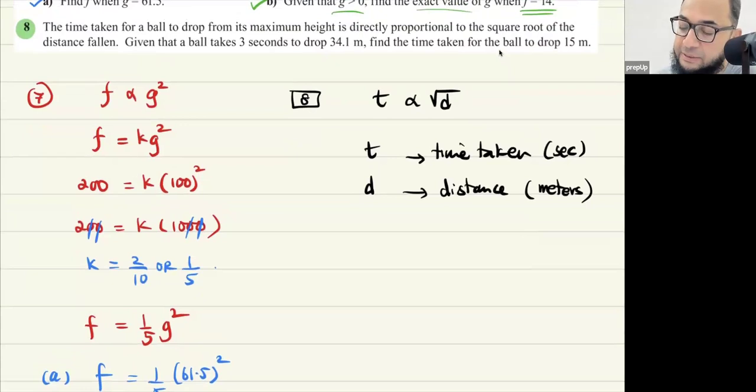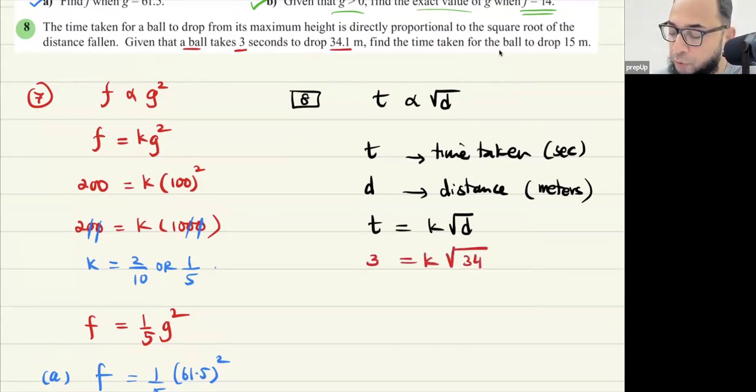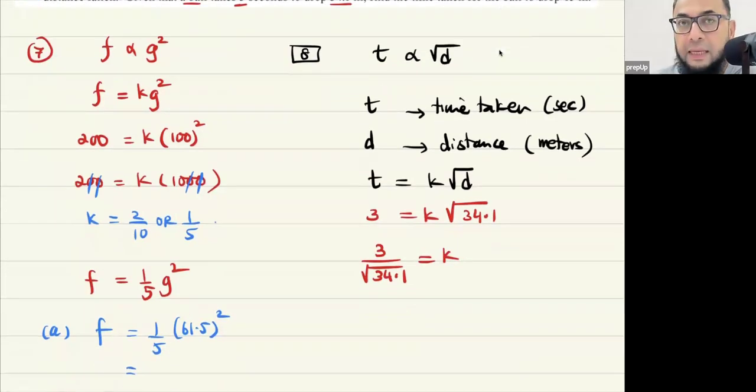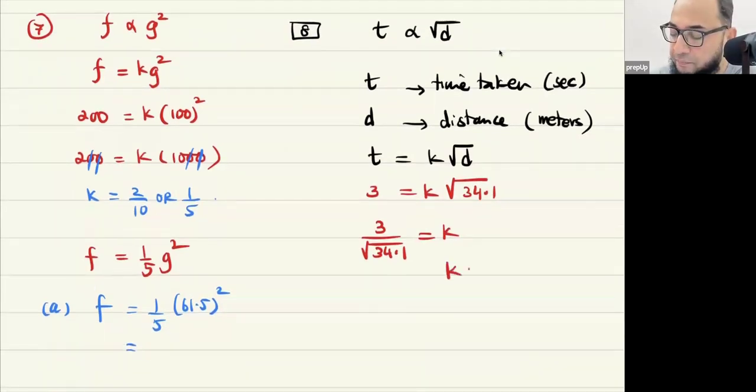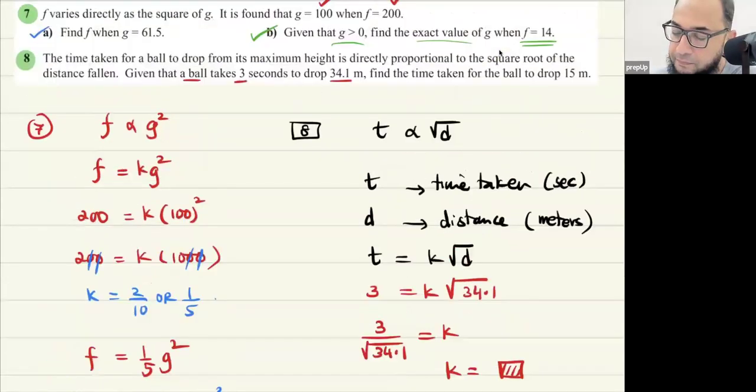Now it says t is proportional to root d, therefore t is k root d. That is the first thing. Now it says given that it takes 3 seconds to drop 34.1 meters, so t is 3, and this is k times the square root of 34.1. Of course, you have to use a calculator. So 3 over root 34.1 is equal to k. You will get some decimal value of k, but I'll just leave it like this.